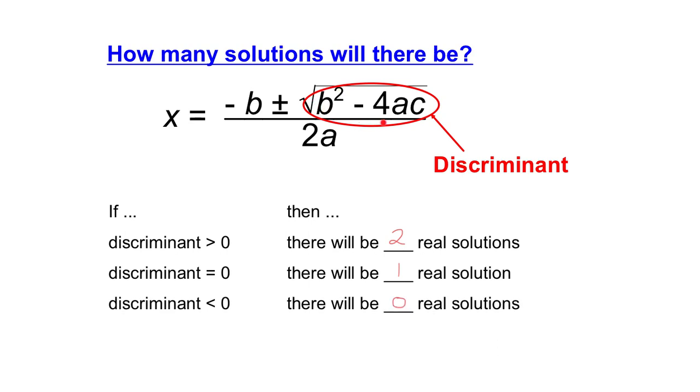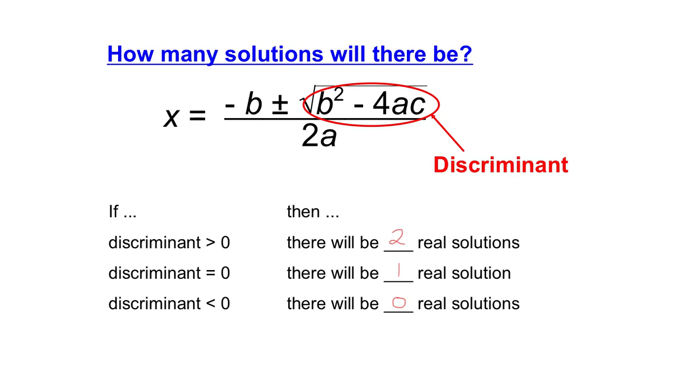And if that discriminant is a negative value, well, can you take the square root of a negative number? No, you can't. So if you end up with a negative number in there, it would mean that there are no solutions to your equation. It just means you cannot solve that equation.